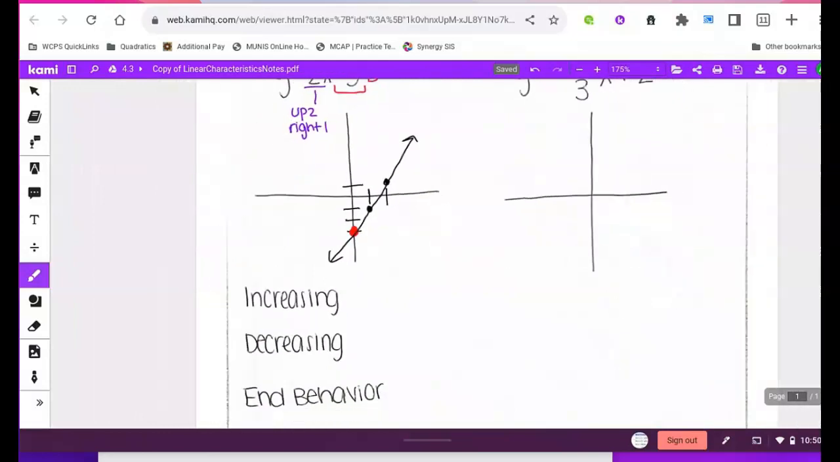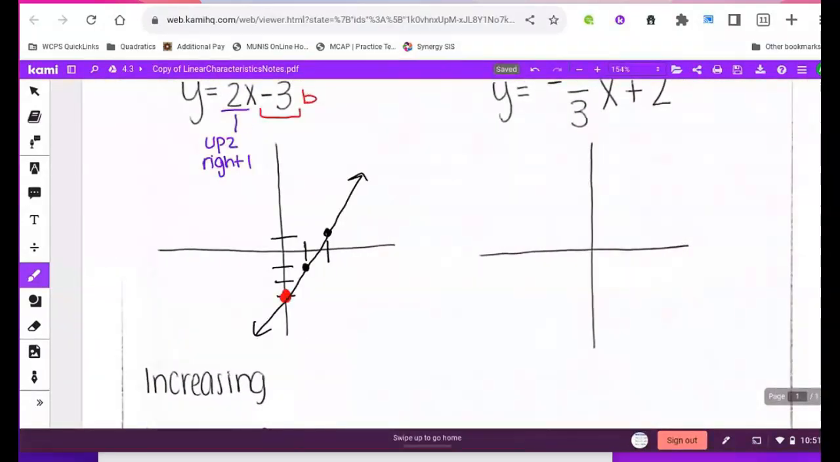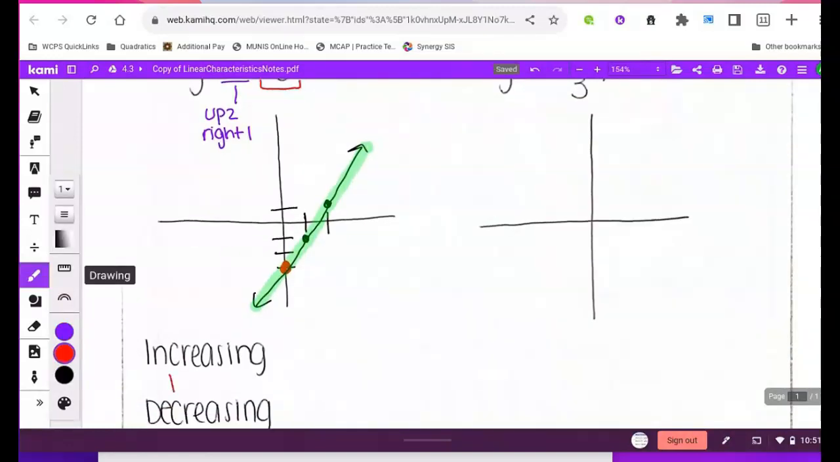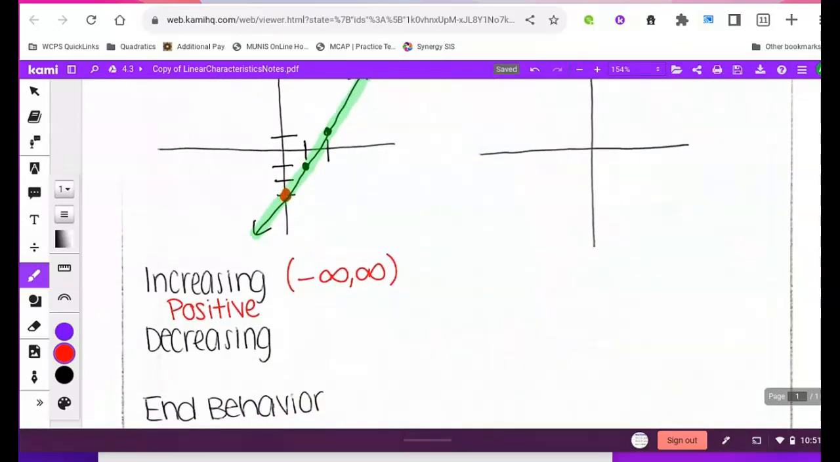So we're going to review these characteristics. Increasing is where my graph is going up. Something that we notice is the graph is always going up because it has a positive slope. So if it's always going up, since it's positive, we say that it's increasing from negative infinity to positive infinity. That's just the whole graph is always increasing. Now, it would be decreasing if the graph has a negative slope, but we can see that it's going up, so it's never actually decreasing. The graph is never going down.